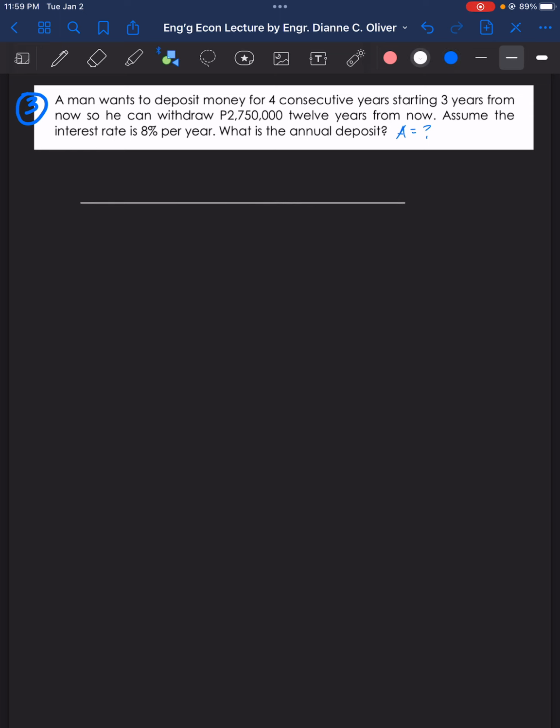So let's draw the cash flow diagram. This is our year 0. This is 1, 2, 3, 4, 5, 6, 7, 8, 9, 10, 11, 12. It says here the man wants to deposit money for 4 consecutive years starting 3 years from now. So here are the 4 consecutive payments starting 3 years from now.